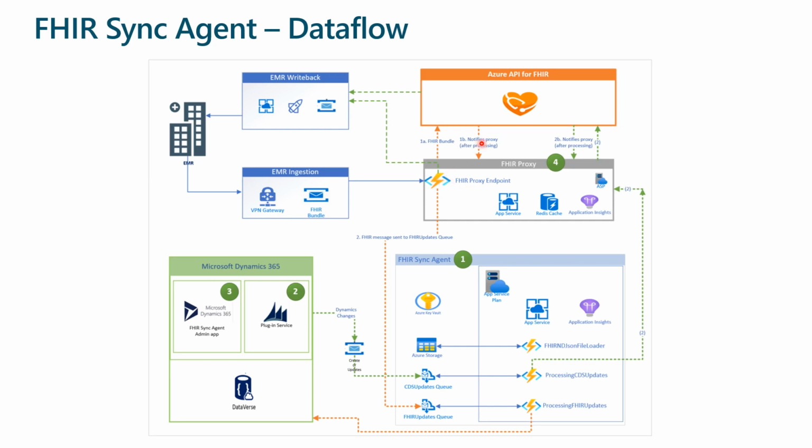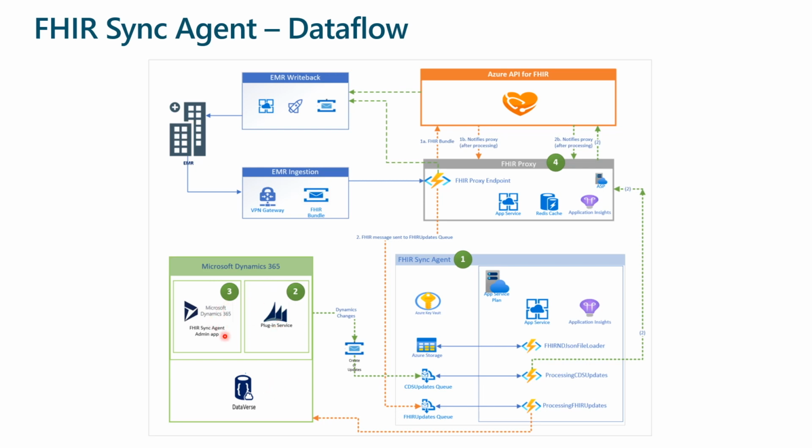So whenever a FHIR resource is created in Azure API for FHIR, that notifies back to the proxy, and the proxy would send a message to the FHIR updates queue on the FHIR Sync Agent side. The Azure function called processing FHIR updates would process that message to the Dataverse or to the Cloud for Healthcare side of things.